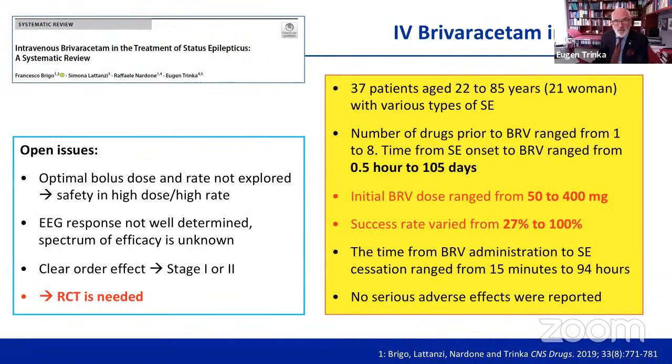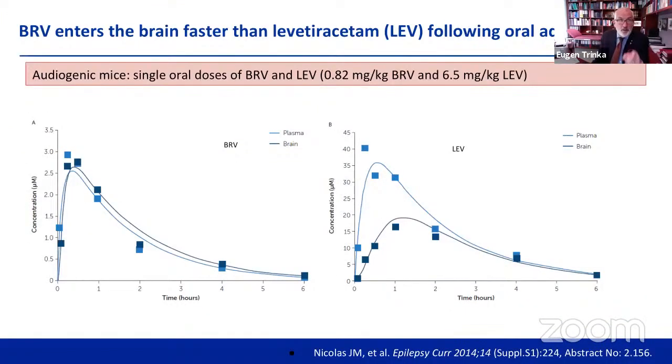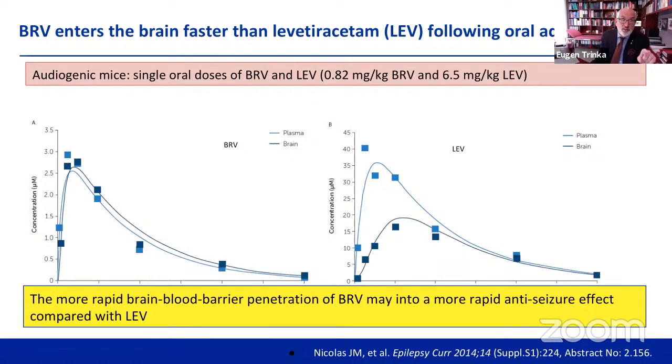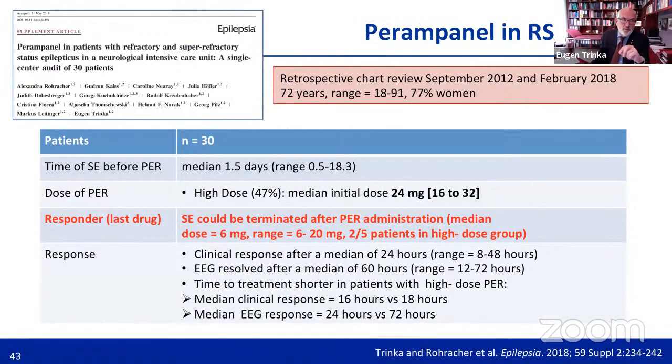Brivaracetam, I mentioned already. Well, that might be an option because it enters the brain faster. And as you see from our classification and the conceptual framework, time is brain to a large extent, and levetiracetam takes its time. I mentioned that perampanel is coming as an intravenous solution. There are no data yet.